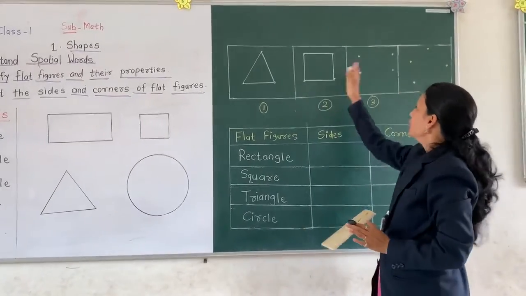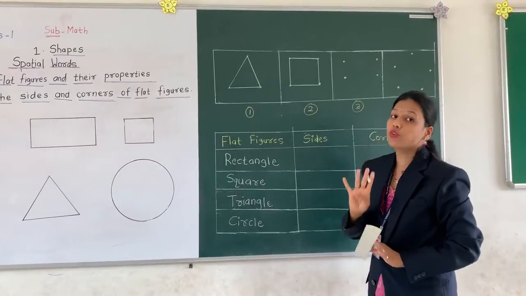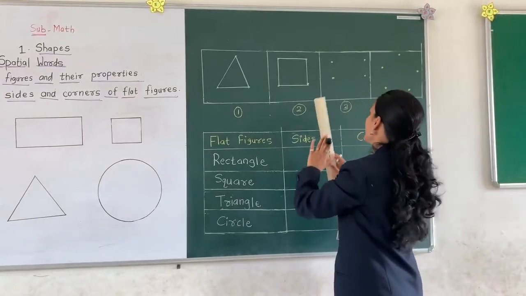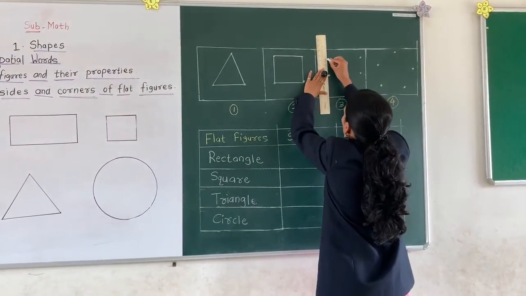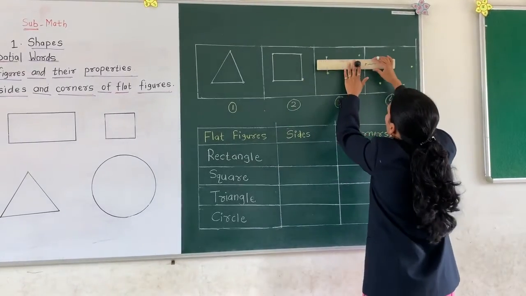Now we'll move toward the third box. The third box also has 4 dots. The same activity we have to do. Just join the dots by using a simple straight line. Are you enjoying, students?